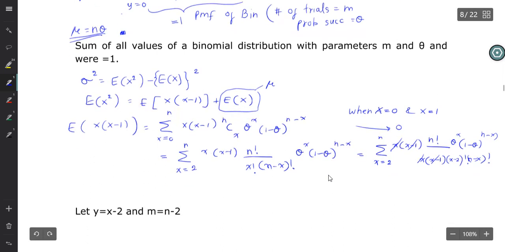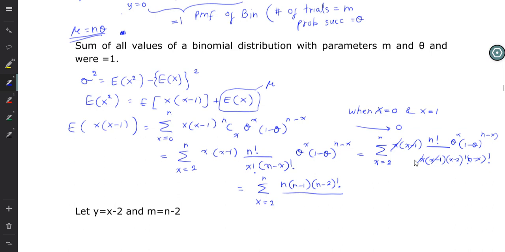And also we do the same trick again. N factorial, we write it as n times (n minus 1) times (n minus 2) factorial, because x minus 2 and n minus x, if you add them together you get n minus 2. So you can rearrange the terms so that you will end up with another binomial density.